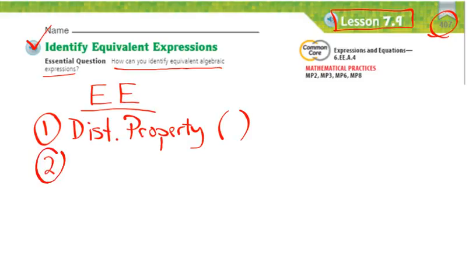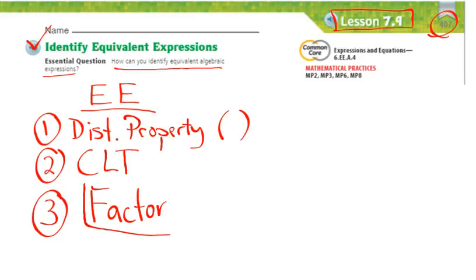Step two, or the second checkpoint. If you can apply the distributive property, perfect. If you can't, we always check to see if we can combine like terms, terms that have the same variable part. So we're going to look for the application of CLT. And then the third item here is we can always factor.